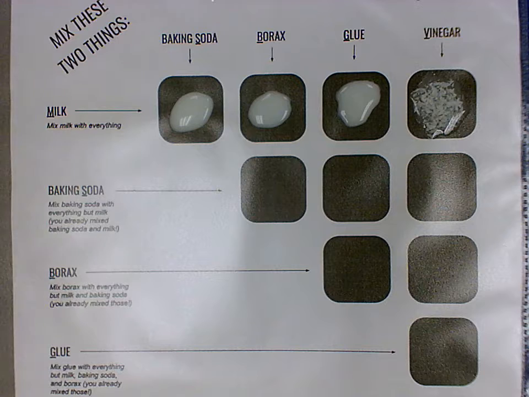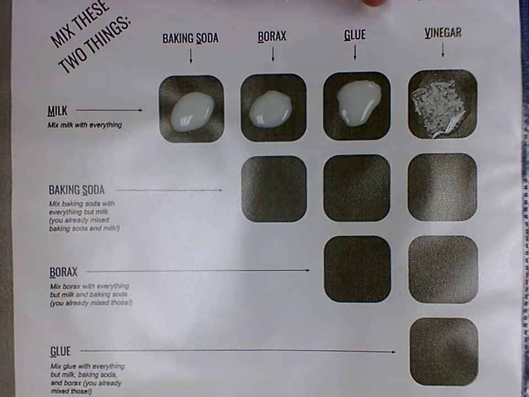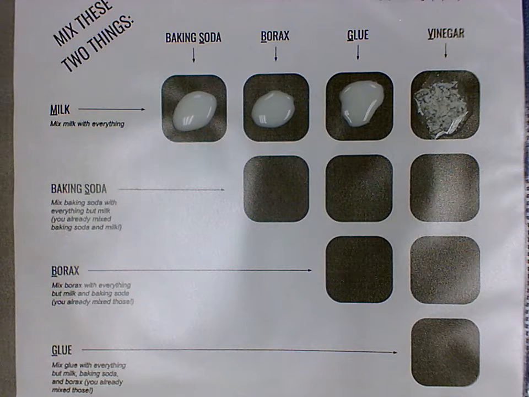Okay, go ahead and pause the video right now. Go back a slide so you can record what happened when we mixed milk with each of these other chemicals. Now, keep in mind that not every time we mix two chemicals together, we get a reaction. So in some of these squares, we had no reaction, and that's okay. Just go ahead and write no reaction in your data table. Okay, I'll see you in a second, and we'll test baking soda.